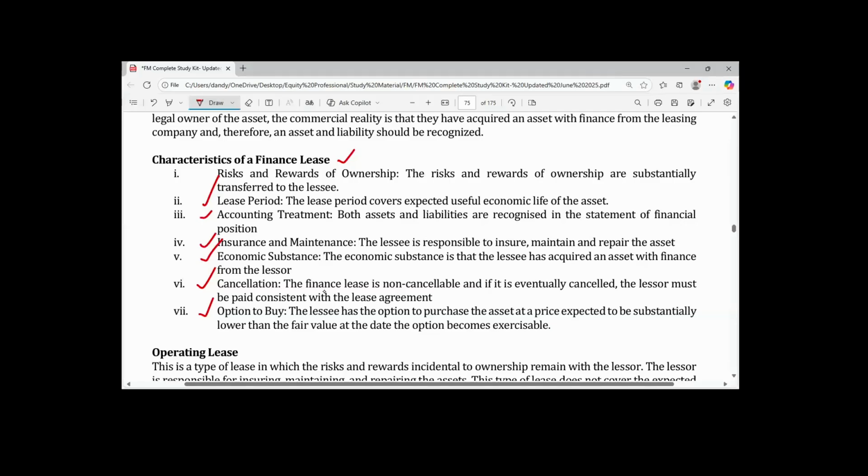The lessee has the option to purchase the asset at a price expected to be substantially lower than the fair value at the date the option is exercisable. All right. Because it will be in the contract agreement too, that by some period in the future, the lessee has the option to either purchase the asset at some price or return the asset to the lessor so that the lessor can rent the asset out again to another party. Okay, so these are some of the features of a finance lease.